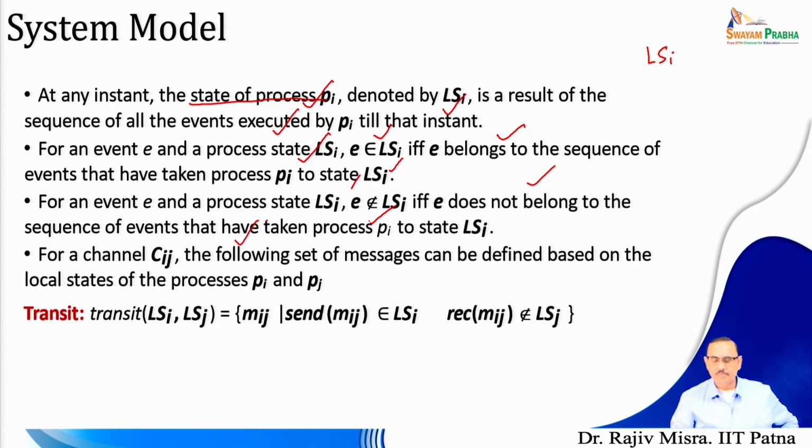Now, for a channel C_ij, the following set of messages can be defined on the local states of processes i and j. transit(LS_i, LS_j) contains a message M_ij where send(M_ij) is in LS_i and receive(M_ij) is not in LS_j, that means it is in transit.